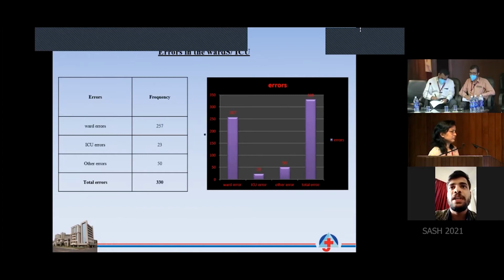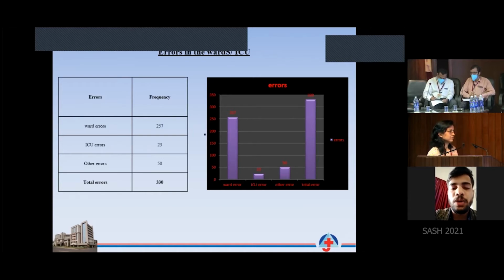This graph and table indicate the departmental errors. That is, in the ward, there are 257 errors; in ICU, 23 errors; and other errors, 50. Total error is 330. Other errors include cardiology, LT, OPG. Here, the ward is having more errors.